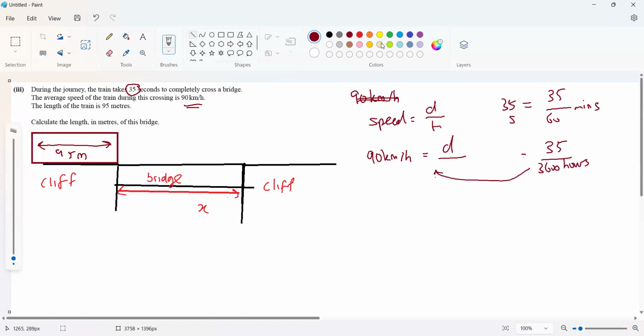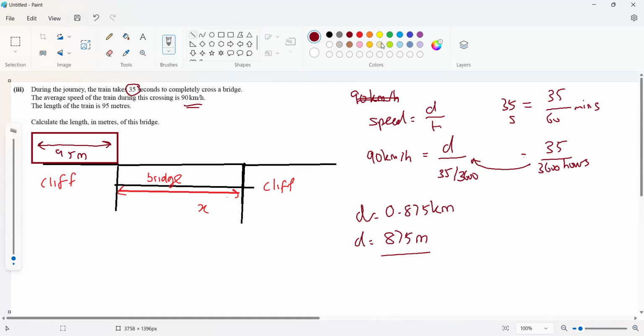So we're going to plug this value in here. So it will be 35 over 3,600. So D is simply going to be 90 multiplied by that fraction. So that would be 0.875. Take note that this is in kilometers. So converting it back into meters is 875 meters. So what has essentially happened is that the train is traveling for 875 meters, then it successfully crossed the bridge.